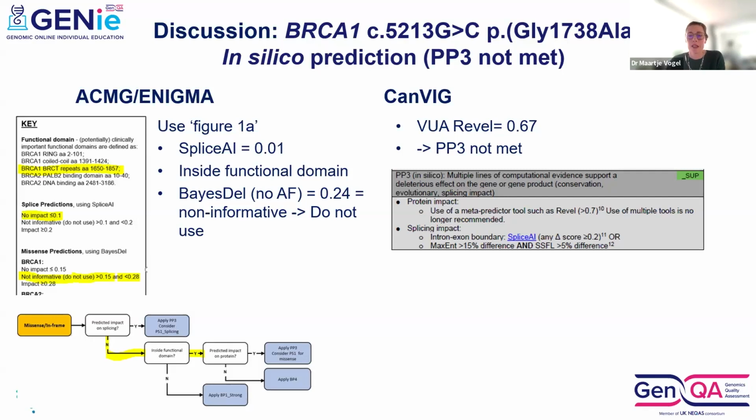Using the ClinGen guidelines, and that's on the right part of the slide, is a bit easier because in this case, what you see is that the REVEL score is 0.67 and that is below 0.7, which is the cutoff for PP3. So PP3 is not met. Next slide, please.